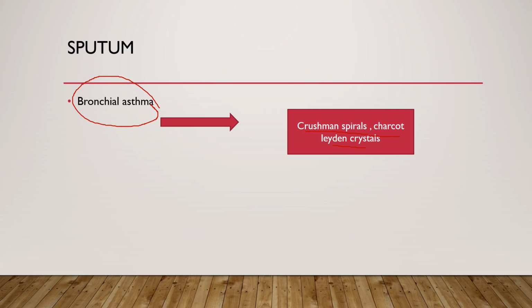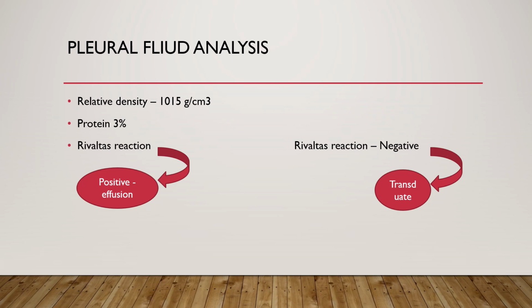So you just need to differentiate five pathologies: bronchitis, lobar pneumonia, lung abscess, lung cancer, and bronchial asthma. And how you differentiate them, I already gave you the information. If you see these symptoms and signs on the analysis, then this is this, and if it is that, then it is that. Now, pleural fluid analysis.